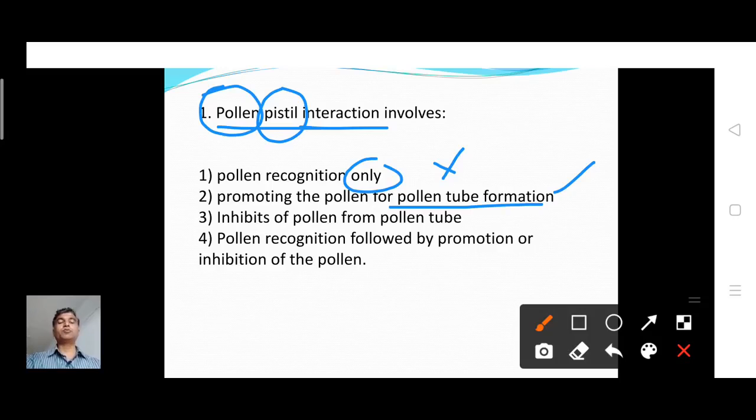Inhibiting the pollen from pollen tube formation. So here promotion is there and inhibition is there. Promotion will take place if it is the right type, and inhibition will take place if the pollen grains are the wrong type. But the fourth option, pollen recognition followed by promotion or inhibition of the pollen, includes everything. First is recognition, second is promotion if they are the right type, and inhibition if they are the wrong type.